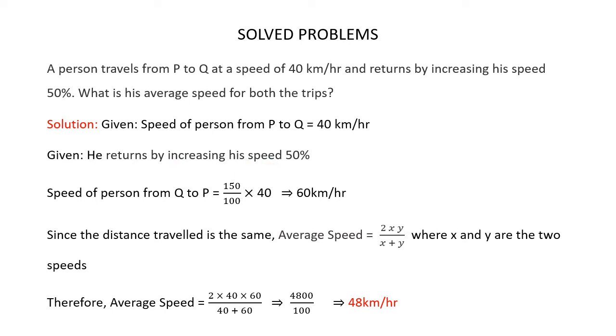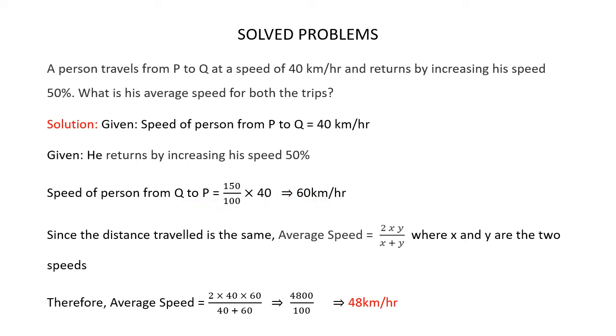So the speed of the person from Q to P is equal to 150 divided by 100 multiplied by 40, which is 60 kilometers per hour. So the person's speed from P to Q is 40 kilometers per hour and his speed from Q to P is 60 kilometers per hour.